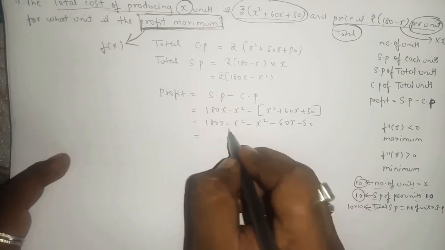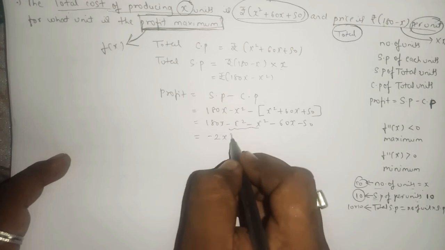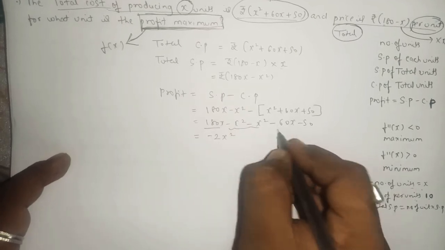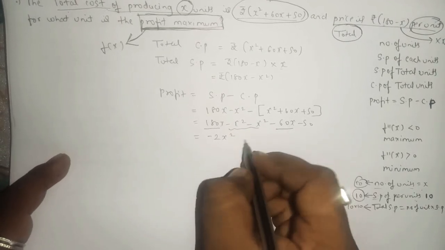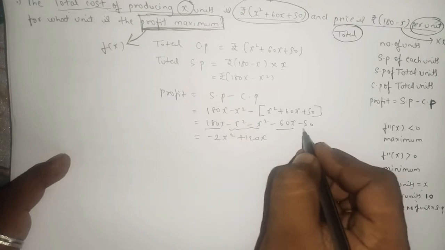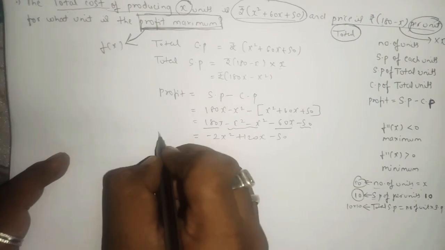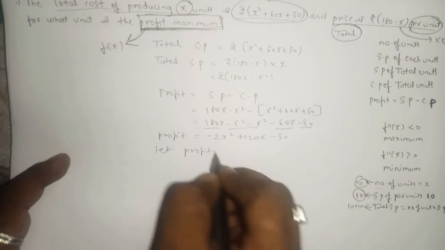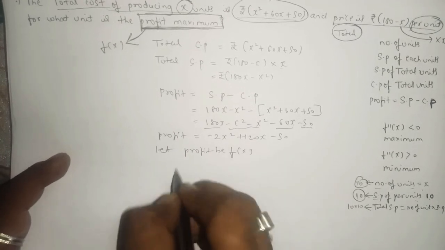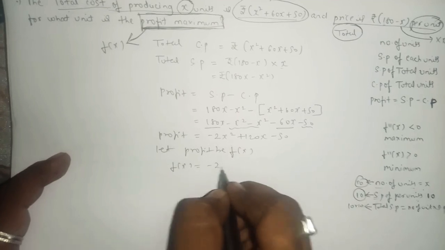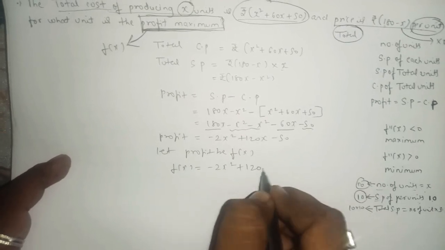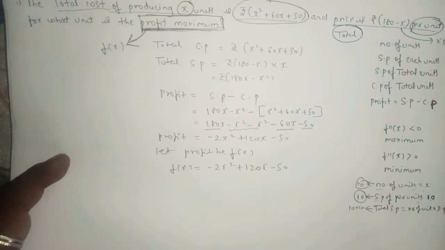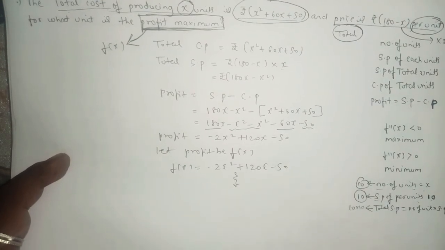Okay, see the like terms here, you will get minus 2x square, this will be what? Plus 120x, and here we are left with only a number, so here we got the profit. So here we'll take let the profit be f of x. So here f of x will be minus 2x square plus 120x minus 15. I hope the remaining part you can solve by yourself.